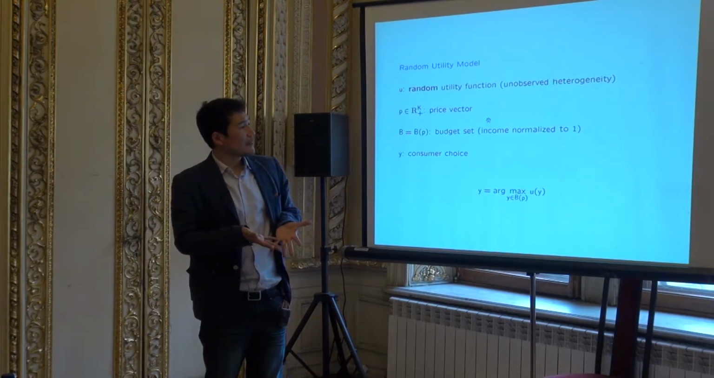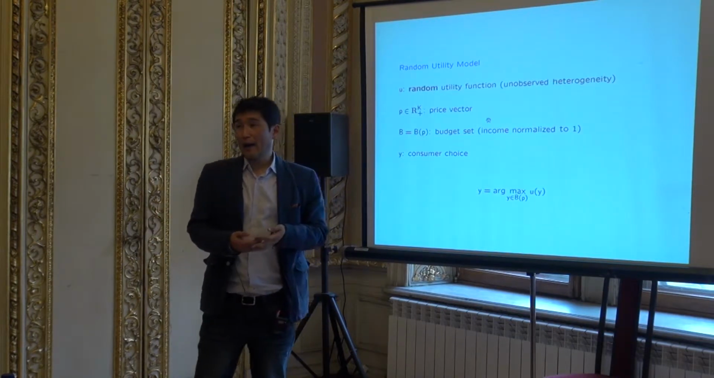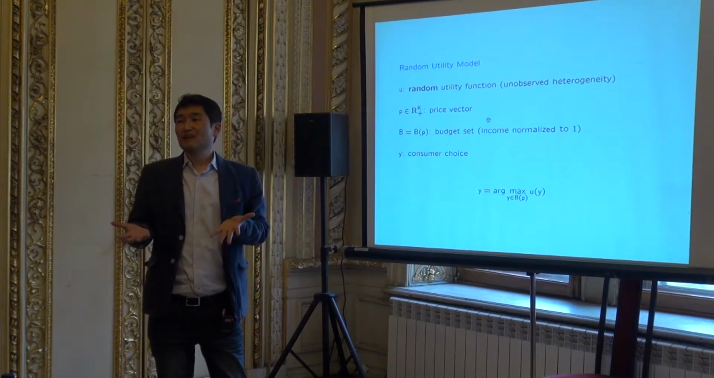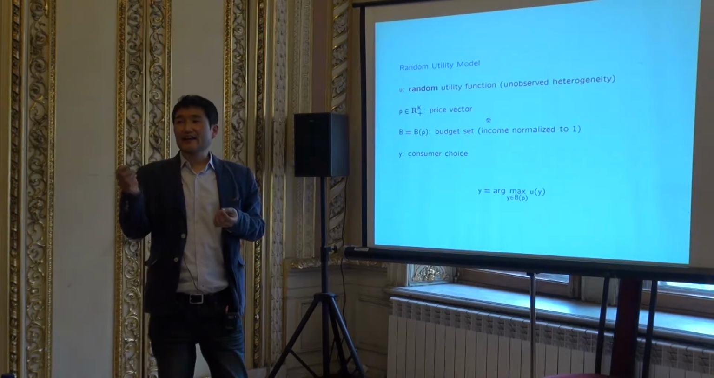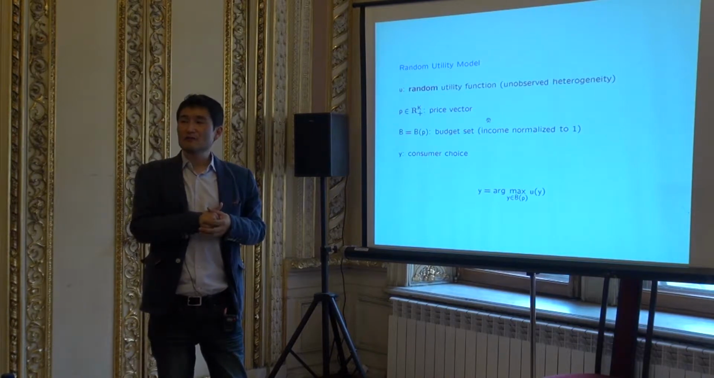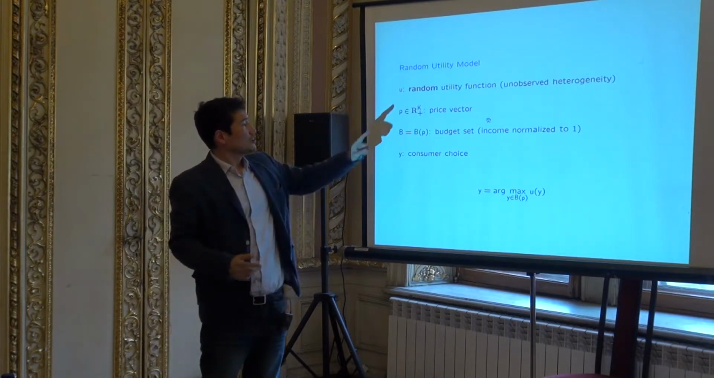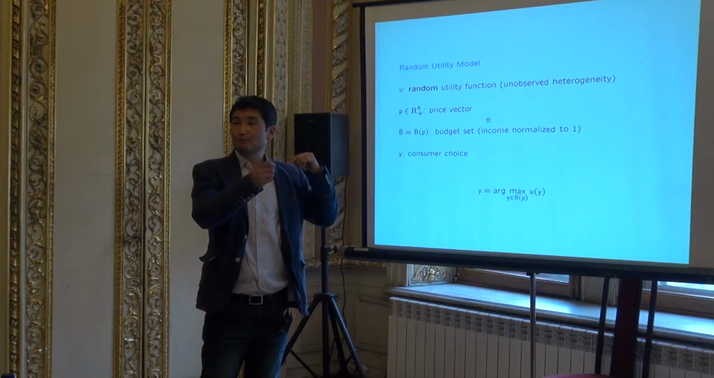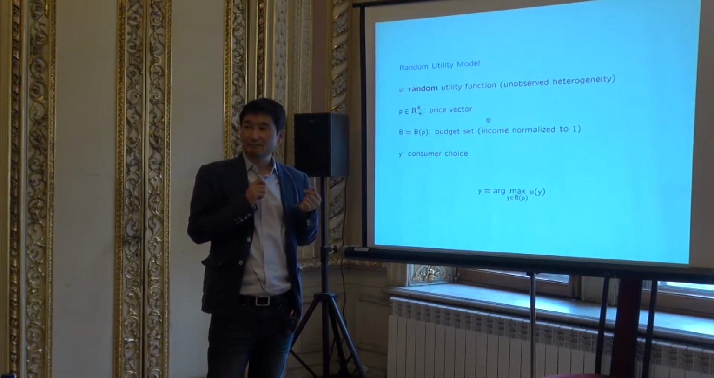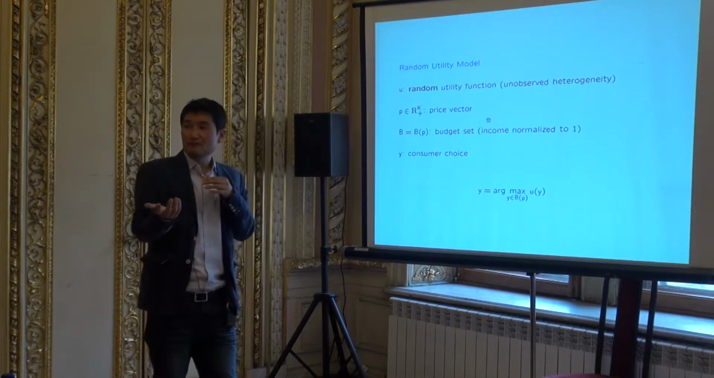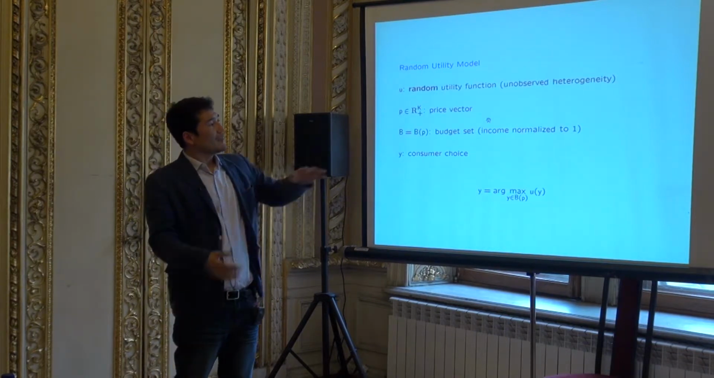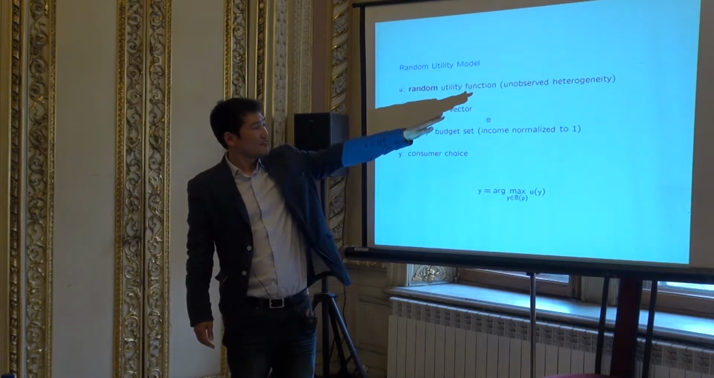But then, I'm talking about a random utility model. So now I say, oh, by the way, each person receives his or her own utility function, and so U varies from person to person. So that's the point of departure. And so I say here, unobserved heterogeneity.